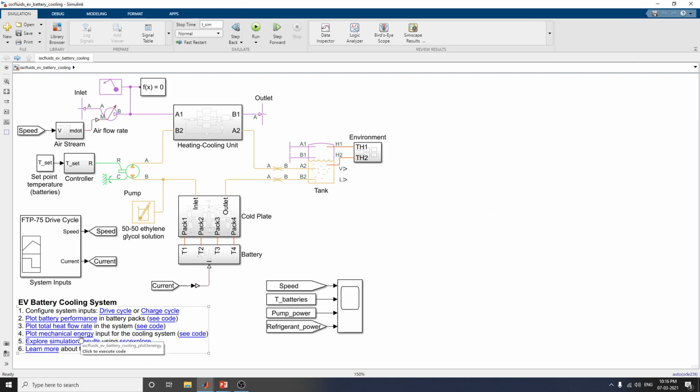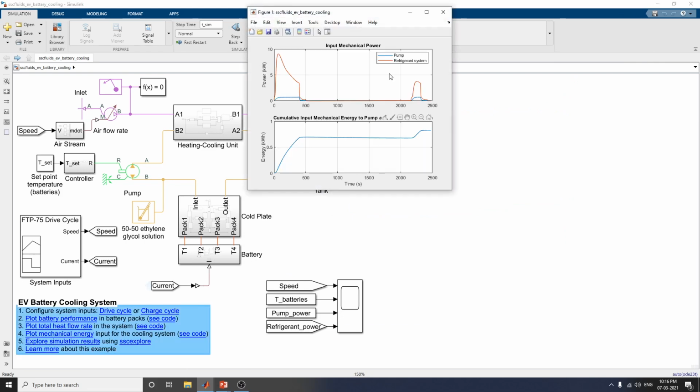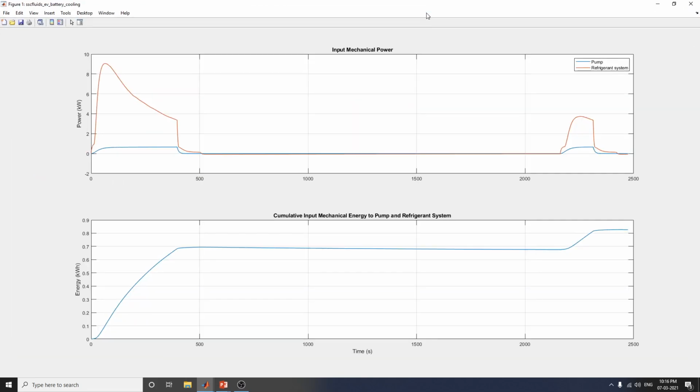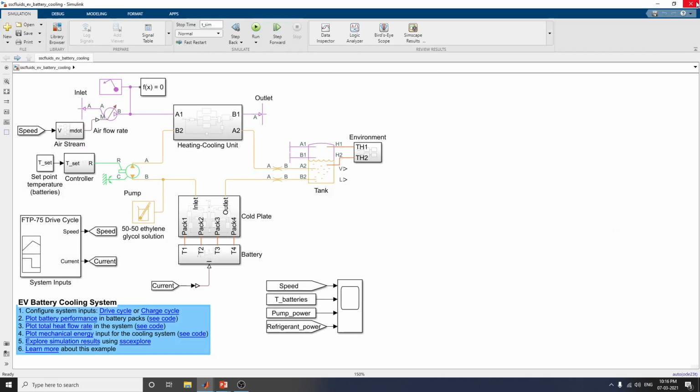And then the mechanical energy input to the cooling system, that is the input mechanical power, that is a pump. The orange line shows the refrigeration systems and the blue line shows the pump power, that is the input mechanical power. Then the blue line shows the cumulative input mechanical energy to pump and refrigerant systems.